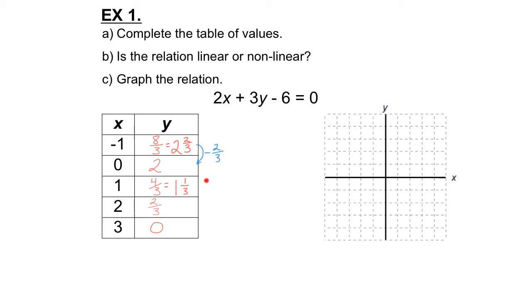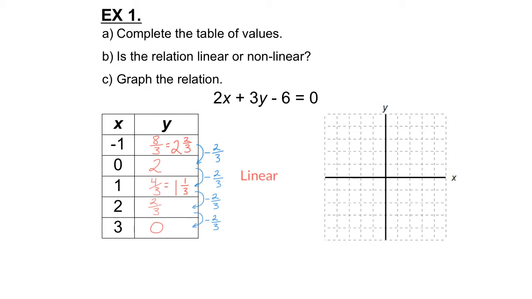From 2 to 1 1/3, I'm decreasing by 2/3. From 1 1/3 down to 2/3, I'm decreasing by 2/3. And from 2/3 down to 0, I'm decreasing by 2/3. So the first differences are all equal. That means this is a linear relation.